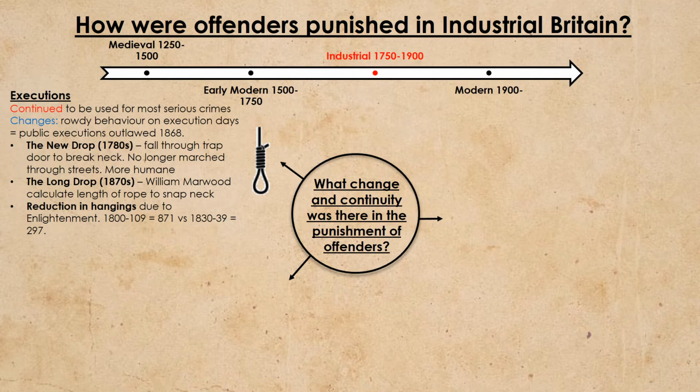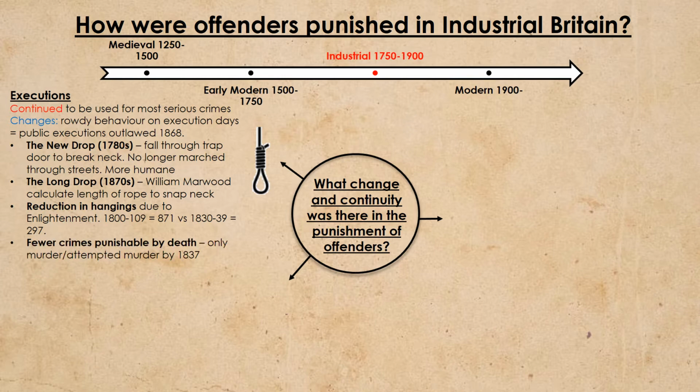You also get a huge reduction in hangings during this time period, due to the Enlightenment period that we talked about in the first video for the industrial era. So people are starting to consider that executions perhaps are not the best way of punishing offenders, and perhaps we should instead focus on reforming and rehabilitating them rather than just outright removing them. And there is evidence for this in the statistics. So between 1800 and 1809 there are 871 executions, but 30 years later, in 1830 to 1839, you get 297. And like I said, that's largely due to the Enlightenment period, changing people's attitudes towards criminals.